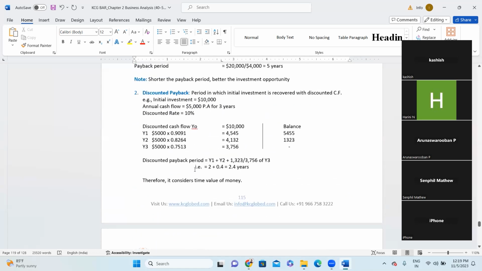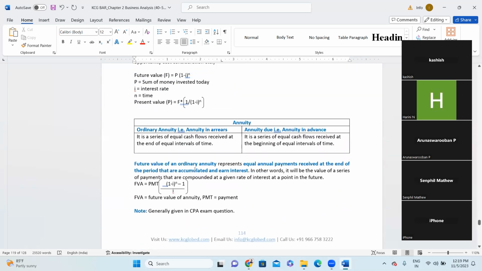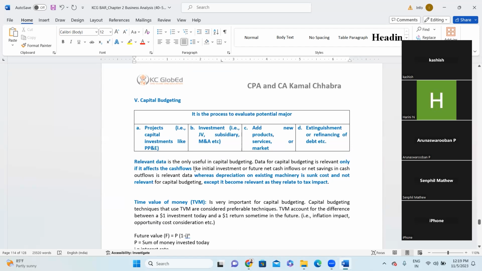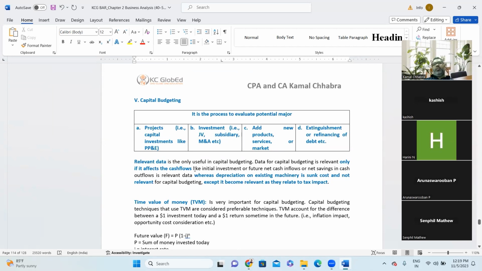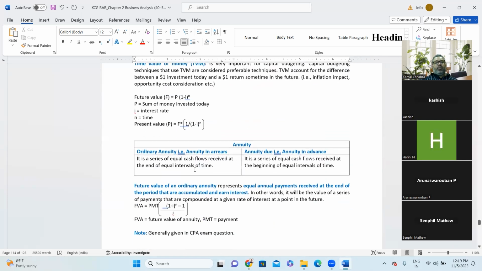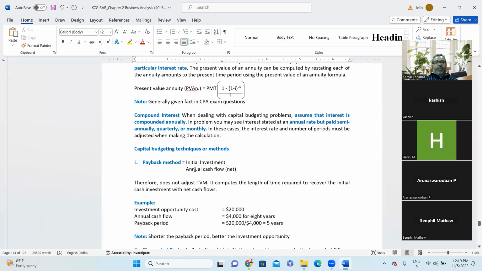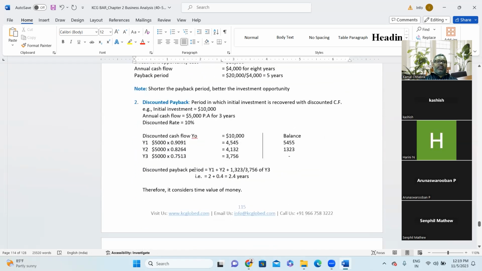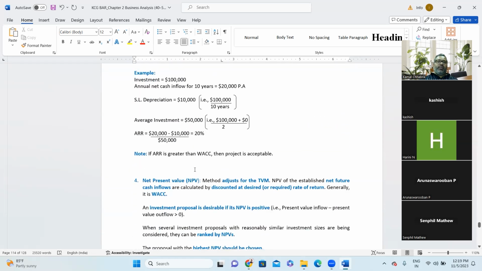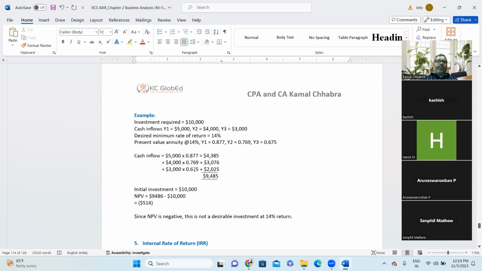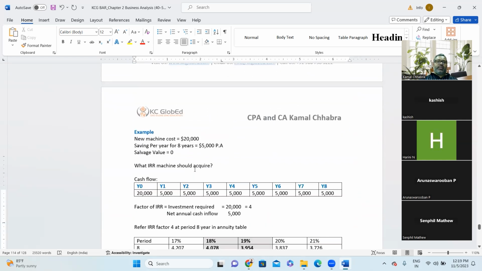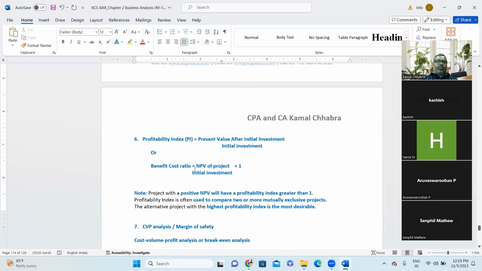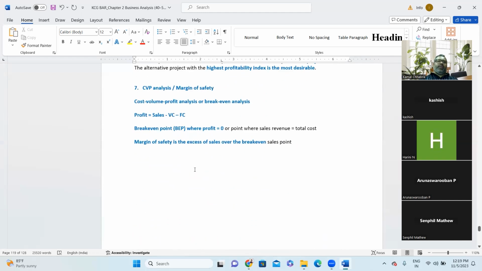Let me quickly reiterate everything. Capital budgeting: you use it for major projects, investment projects, new products, new services, new marketing, or extinguishment or refinancing of any debt, right? Here you have these 7 methods. First is payback method, second is discounted payback method, third is annual rate of return, fourth is net present value, fifth is IRR, sixth is profitability index, and seventh is CVP analysis, right?